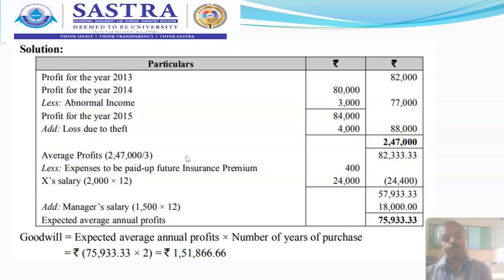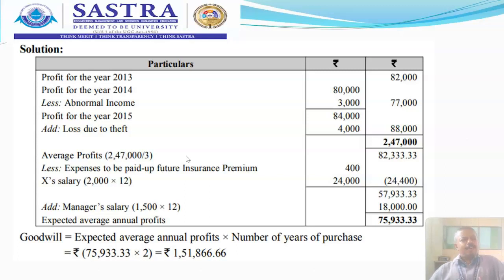And Mr. X would like to be a full-time employee and leave his existing employment, and would like to employ himself as a new employee and take the same salary which he was earning in the outside business. So take 2,000. For 12 months, it comes to 24,000. So the total of the two expenses, which are new expenses in the future, have to be subtracted: 24,400. If you subtract this, you will get 57,933.